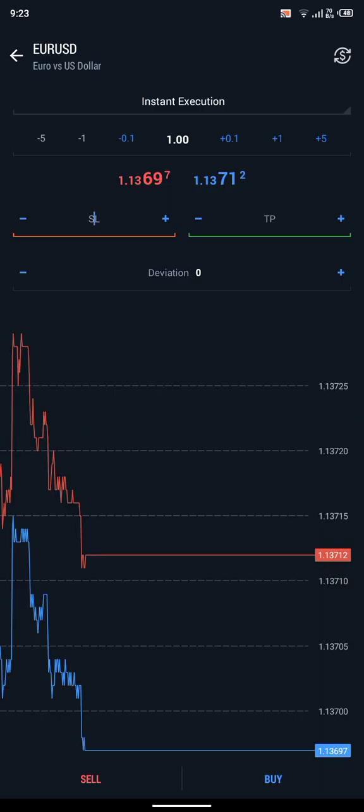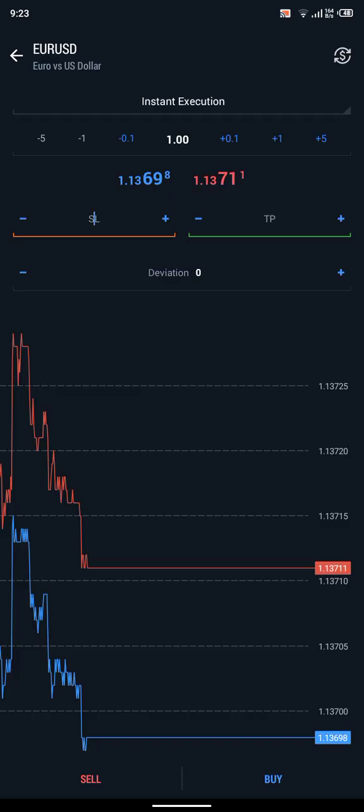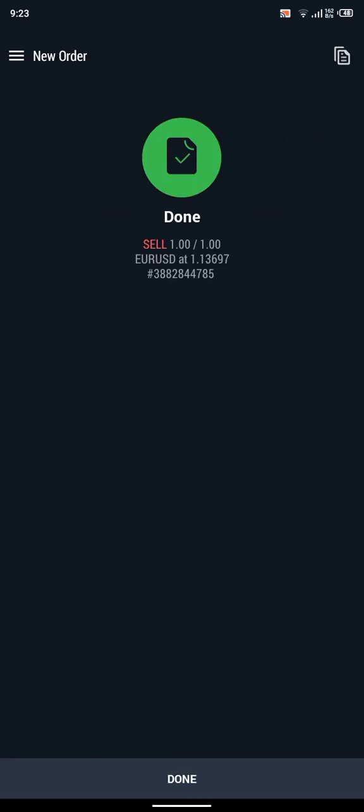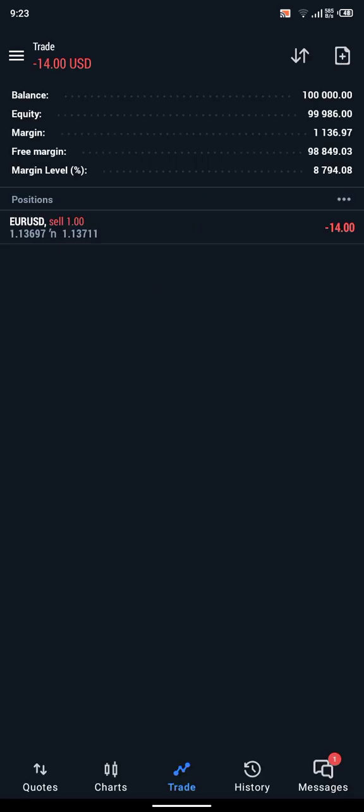The last thing now, you are seeing sell and buy. The sell is in red and the buy is in blue. If you want to sell, you just sell. If you want to buy, you just buy. So if I punch sell now, you see, done. Now this is where it is reflecting. Remember, I told you that for any trade you are taking, this is where it's going to reflect.